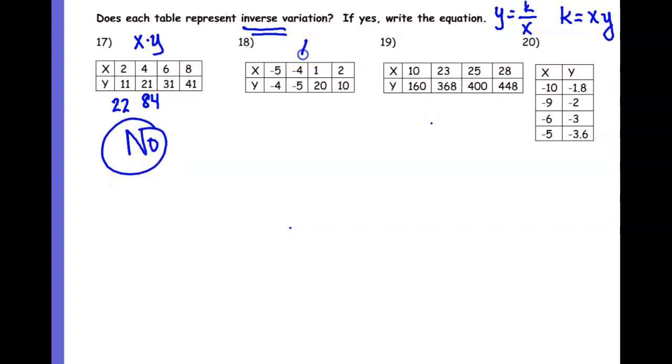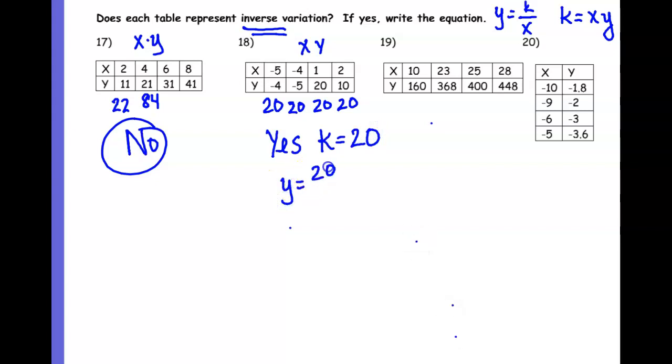Okay, x times y here would be 20. Negative 4 times 5 would be 20. So each one of these, when you multiplied x times y, is 20. So we know that it is an inverse variation, and our k is equal to 20. When we write the equation, it would be y is equal to 20 divided by x.